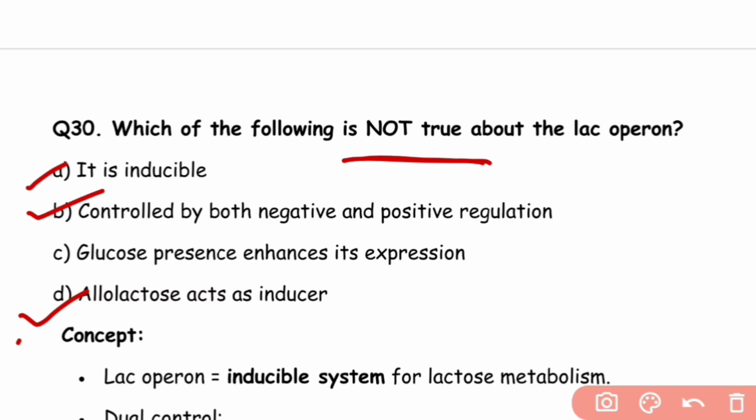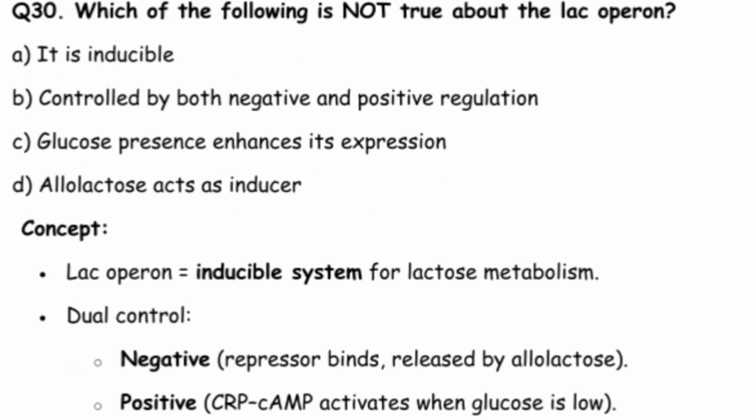Glucose presence enhances its expression, this one is false. Because we have seen that when glucose is present, it is preferred over lactose and it reduces the concentration of cAMP. As a result, the lac operon is turned off. So here answer C is not true in case of the lac operon.